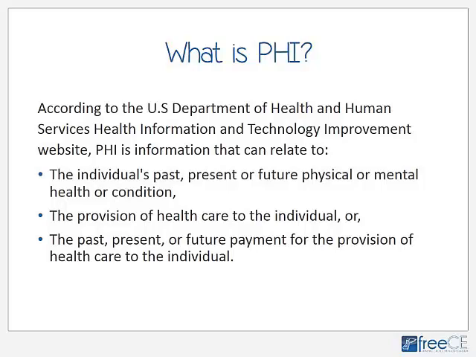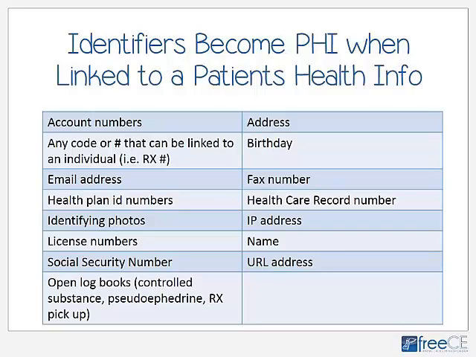The privacy rule protects all individually identifiable health information held or transmitted by a covered entity or its business associate, and it can be in any form, electronic, paper, or oral. It can include financial and demographic information collected from patients. So here's some examples of PHI.